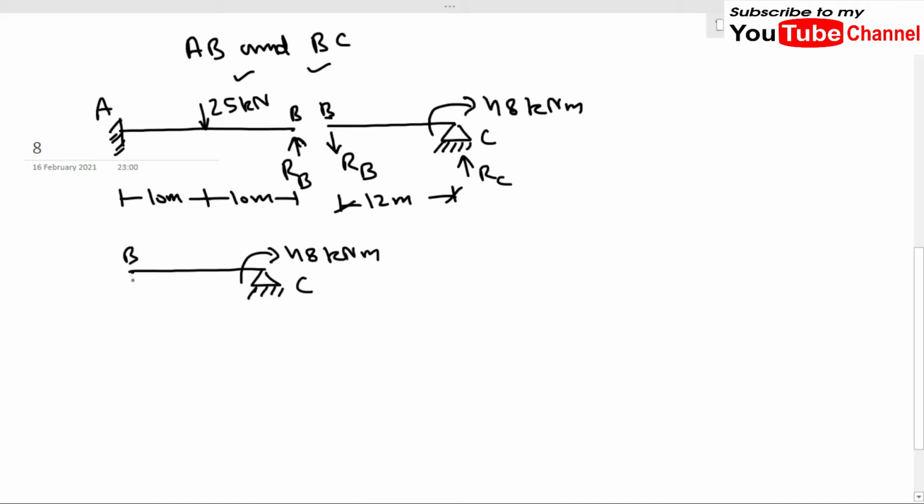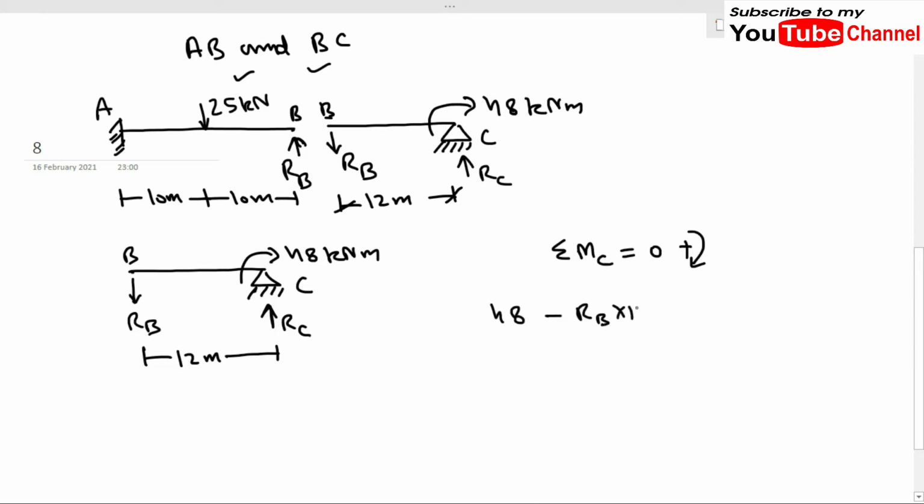our point B, and we have considered the direction of RB like this. Okay, and we have considered the direction of RC as this, and this is our 12 meter. Now applying the equation sigma MC is equal to 0 and taking clockwise direction as positive. Okay, so from this FBD we can see that 48 will be taken as positive and we will take RB times 12 as negative because it is working in anti-clockwise direction and it will be equal to 0. So from here we can see that RB will be 4 kilonewton.